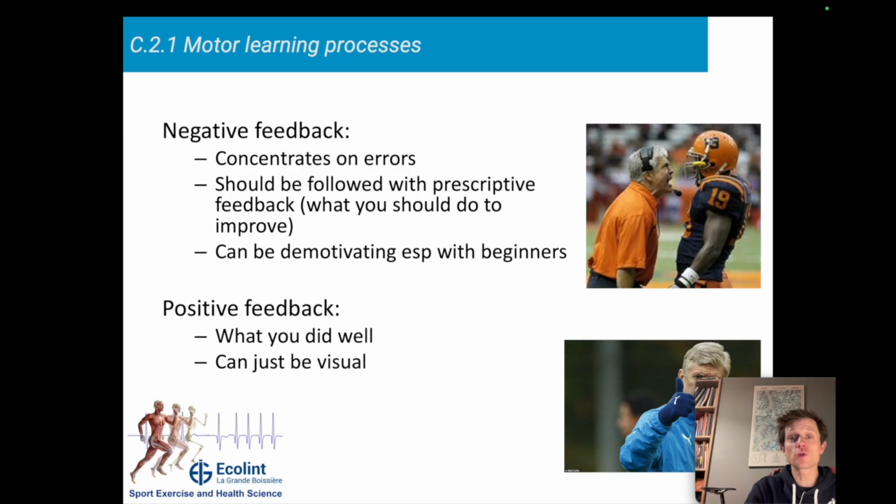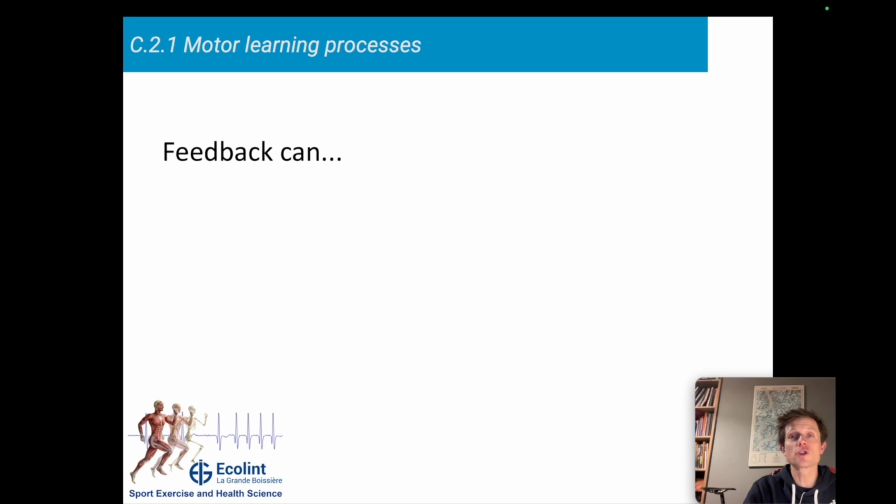It can just be visual, for example, a coach giving a thumbs up from the sideline, meaning that you did well. If you're an experienced enough athlete, probably you'll understand exactly what this means and which elements you did well at, but it could always be followed up with more prescriptive feedback. Feedback is an incredibly useful tool within the learning process.